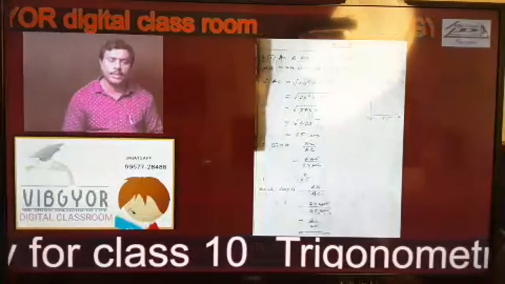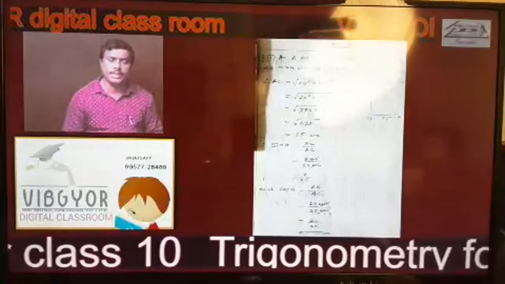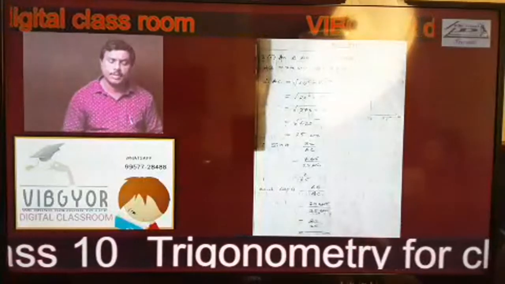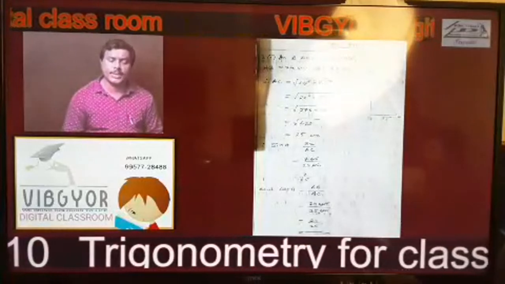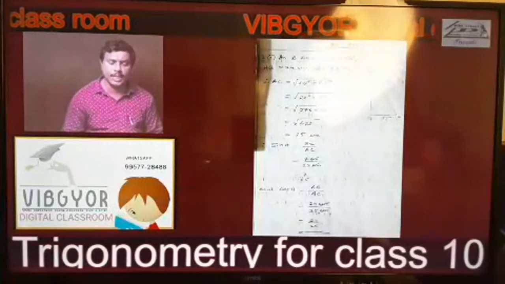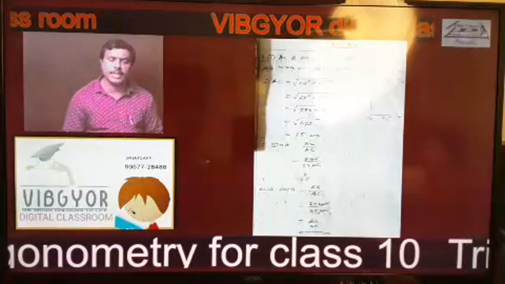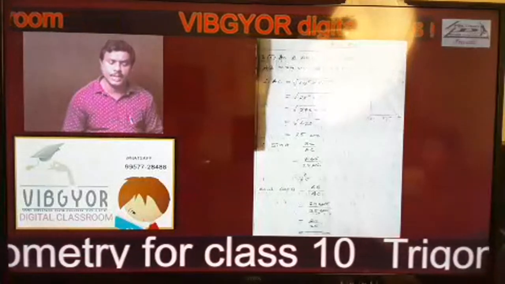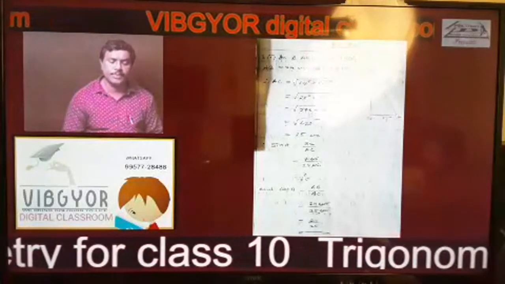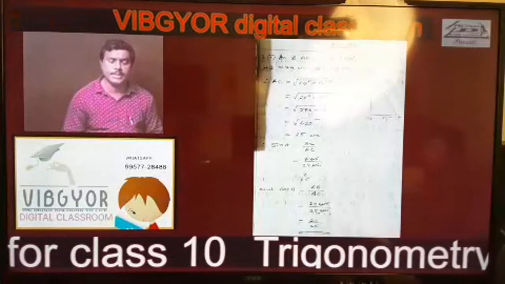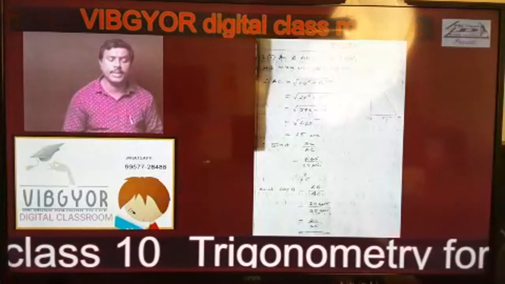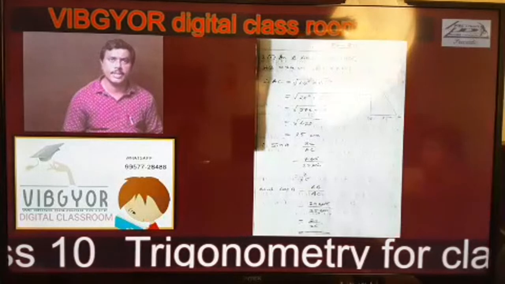24 square means 24 24s are 576 and 7 square means 7 7s are 49. 576 plus 49, that is 625, and the square root of 625 is 25. That is, the measure of AC is 25 centimeter.